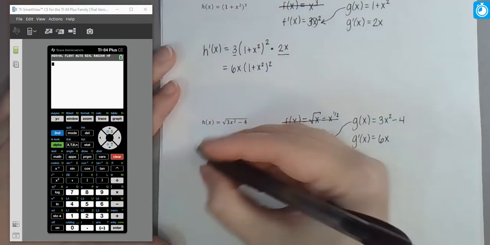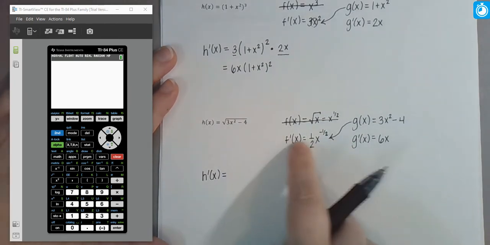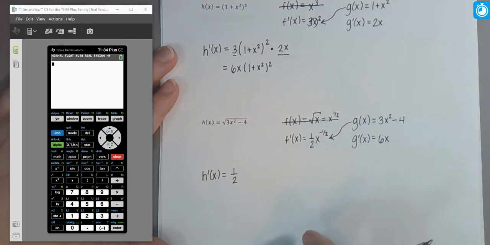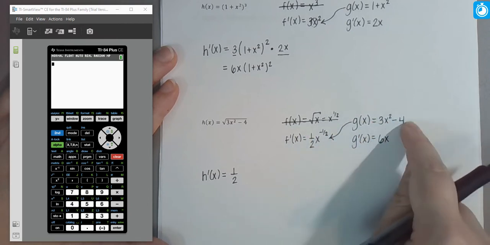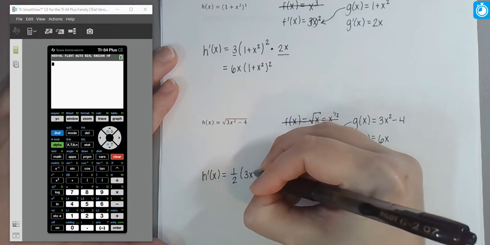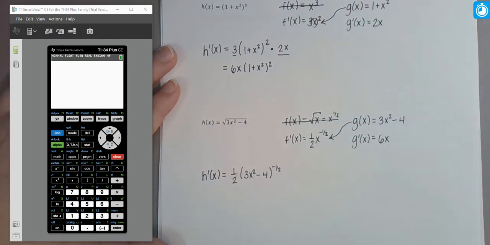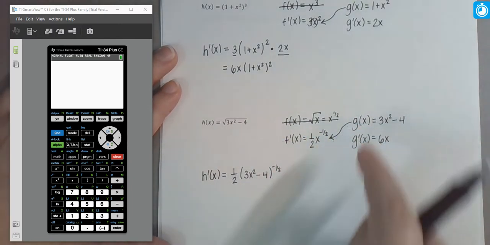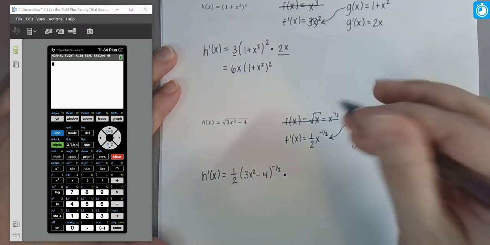So let's put all that together. So h prime of x is going to take our outer function's derivative, so 1/2 times our input raised to the negative 1/2, but we're applying that sequence of operations to the inner function as an input. So where I have an x, I'm going to put parentheses and I'm going to sub in g of x. So 3x squared minus 4, and that's raised to the negative 1/2. And then we're going to take the result of that composition, that's f prime composed with g, one function plugged into the other, and I'm going to multiply that result by 6x.